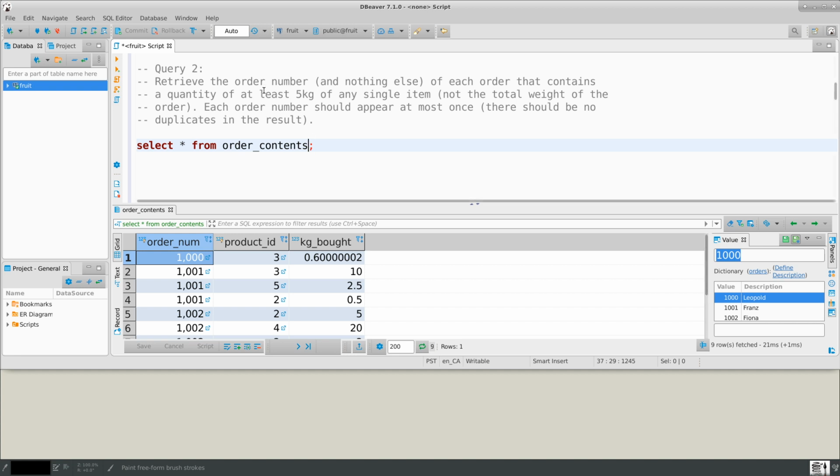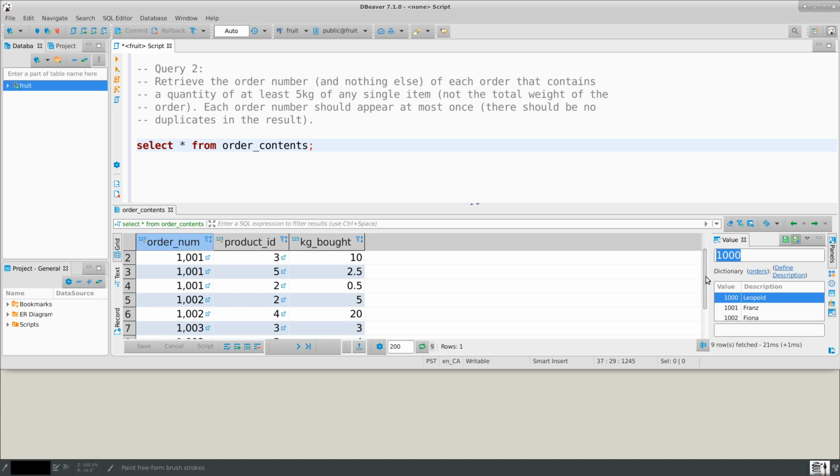What it's asking for is, I want to find every time somebody purchased an item which weighed individually more than 5 kilograms. Actually it says at least 5, so that includes 5. Order 1002 contains 2 items of weight greater than 5. Order 1001 contains something with 10 kilograms. But it's not saying the total weight of the order. It's saying if any single item has weight that is greater than 5, I want the order number of that. So I think I know what I have to do here.